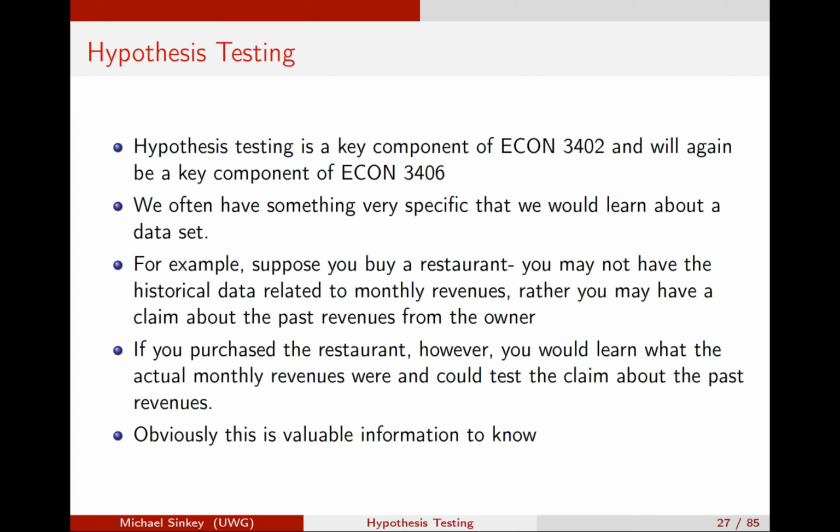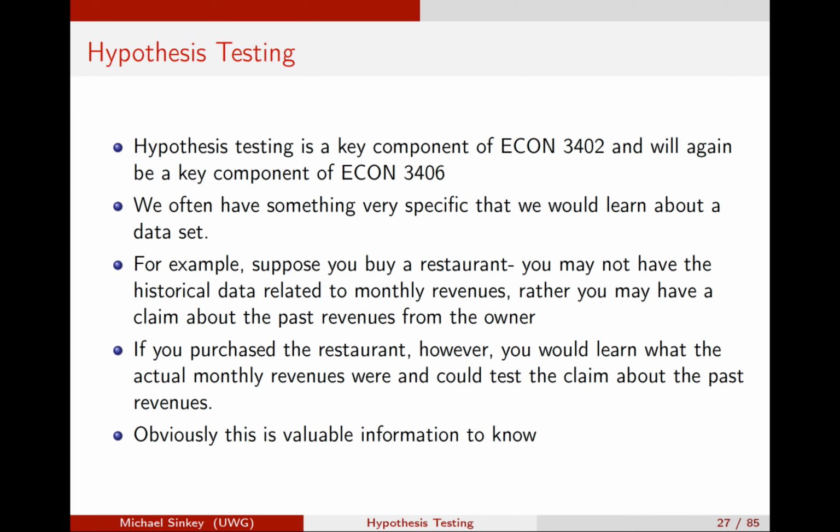But often we have something very specific that we would like to learn about the data set. So suppose you buy a restaurant that was forced to close because of COVID-19. What you might like to have some idea about is the historical revenue of the restaurant. So when you purchase the restaurant from the owner, you would really like to look at the books. And you may not get a chance to look at them fully until after you make the purchase. You may be relying on a claim from the owner.